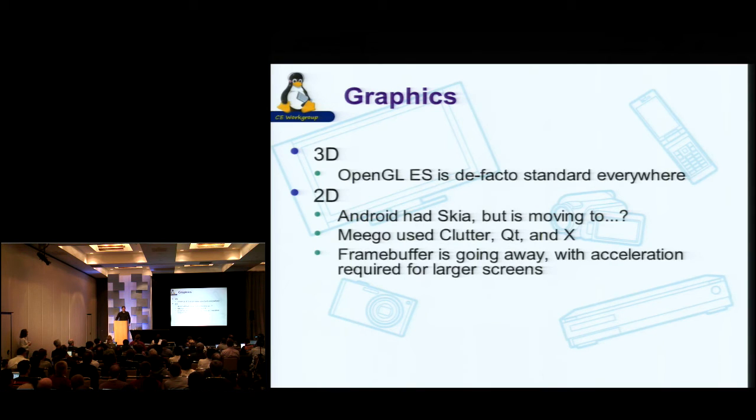In terms of graphics, OpenGL-ES is kind of the de facto standard now for embedded 3D graphics. For 2D, there's still a lot of things going on. Frame buffer is still used in some places, but it's starting to go away with larger screen sizes. Moblin was using Clutter, Qt, and X, and kind of over the life of the project moved to a bunch of different things. Android had Skia. I don't know if they've moved to something new.